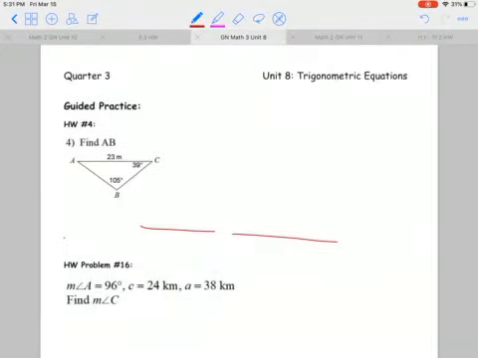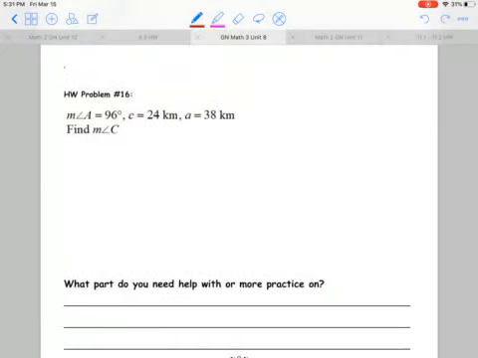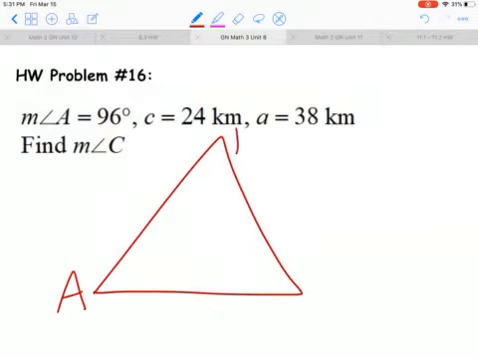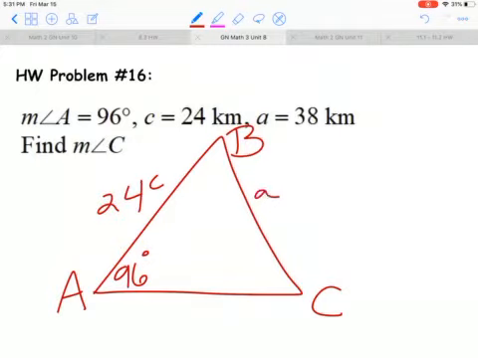So let's take a look at the ambiguous case in this example problem, 16. So we are given, I'm going to draw a triangle to help. So A, B, C, we're given angle A. We are given side C, which is right here. And we're given side A, which is right here. And we want to know angle C.